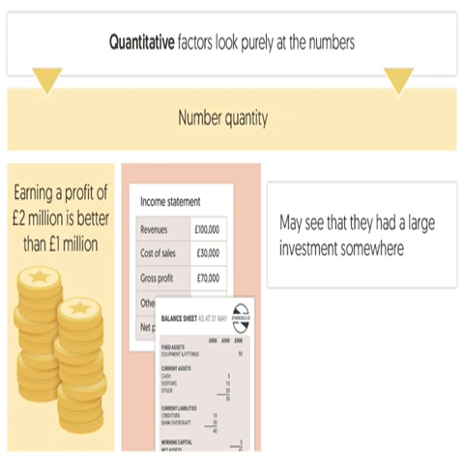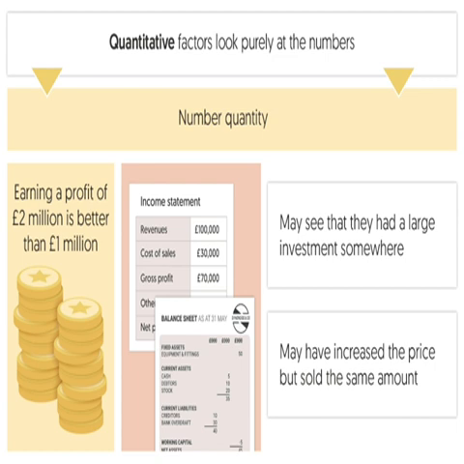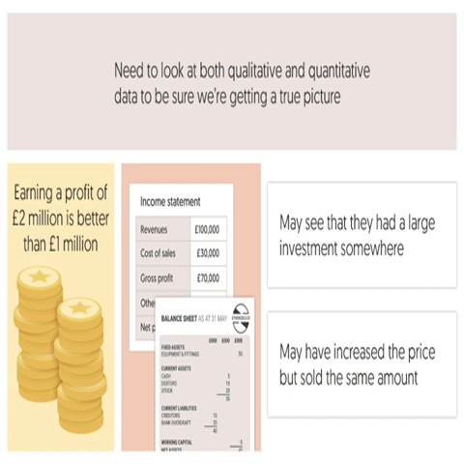But if we use qualitative data alongside this, we may see that they had a large investment somewhere, which may explain the doubling of profit, or they may have increased the price but sold the same amount. This is why often in business, we need to look at both qualitative and quantitative data to be sure we're getting a true picture of what the data is saying.